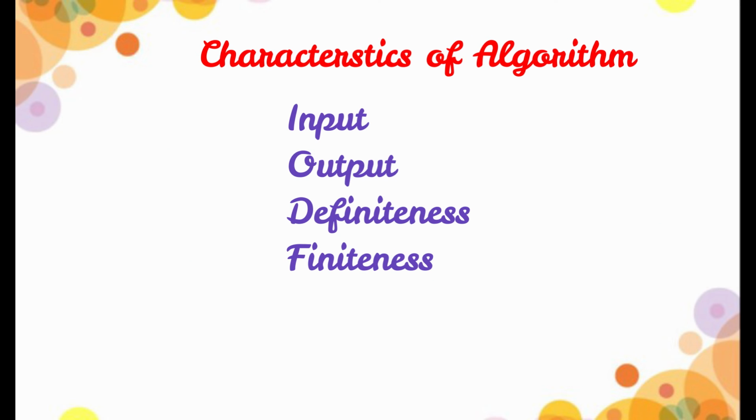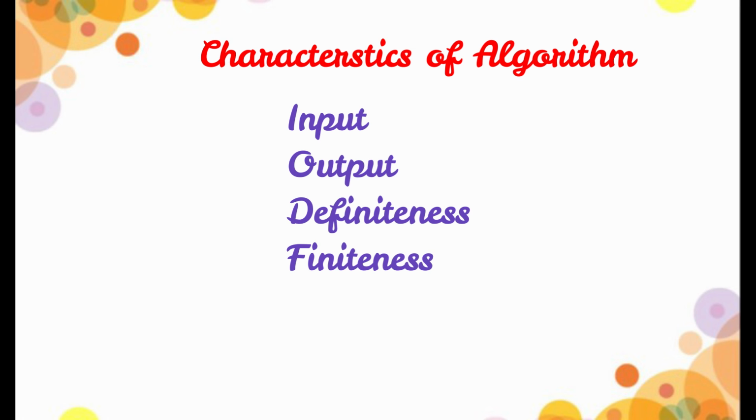Now, let us see the characteristics of algorithm. First one, input. An algorithm may or may not require input, so input is not compulsory for an algorithm. Second one, output. Each algorithm is expected to produce at least one result, so a minimum of one result will be there in an algorithm.